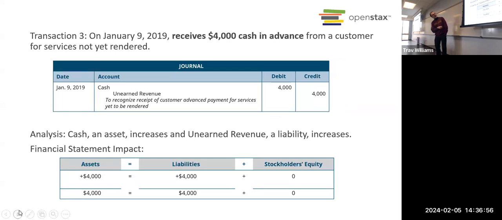Company gets advance payment from a customer for services they have not yet done. We know that that is unearned revenue, which is a liability, right? The company got cash, they've got the liability here. You see assets and liabilities both going up.